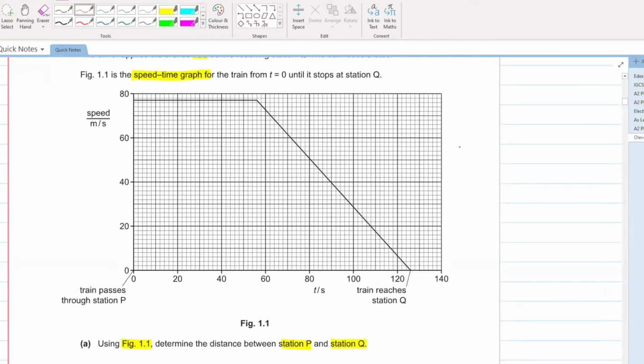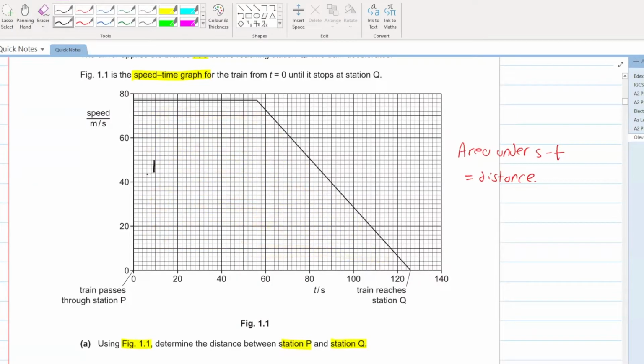You have to remember that the area under the speed time graph is equal to your distance. So this area will be your distance traveled. How can you calculate this distance traveled? By calculating the area of a trapezium.